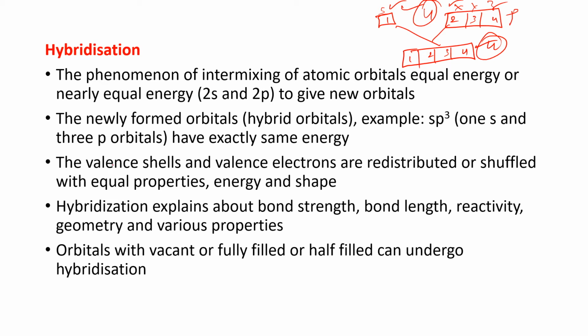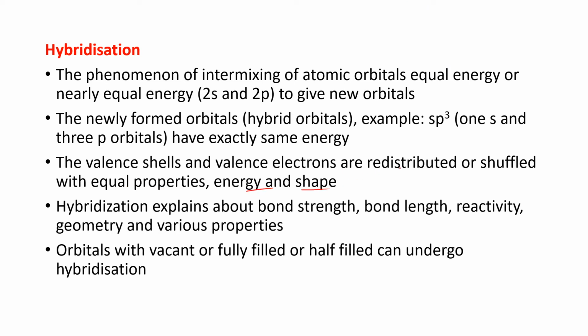So the valence shell and valence electrons are redistributed or shuffled, with equal properties, energy, shape, etc. After the hybridization, the orbitals have equal energy. It means that after hybridization, redistribution takes place. Redistribution means distribution among themselves. Shuffling means changing. So that is known as shuffling or redistribution. After that, they also have equal properties, whether energy, shape, or others. These are the results of hybridization in the case of orbitals.